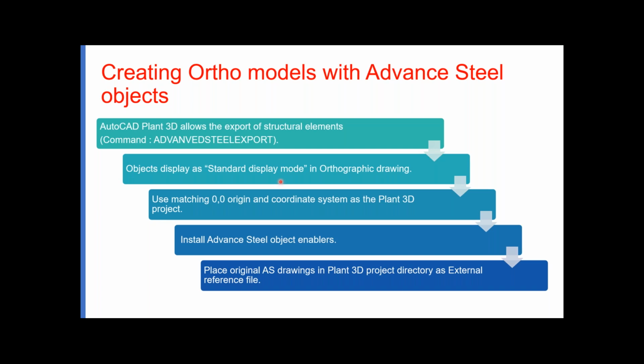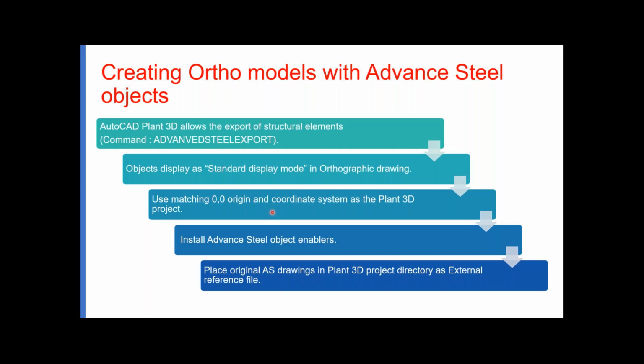But in Plan 3D, when you bring an Advanced Steel model and generate an orthographic drawing, it is going to display in a standard display mode in your orthographic drawings. So you're going to see some difference in your graphics. This is kind of expected because Plan 3D only allows orthographic to show that in a standard display mode. And again, we talked about this in the previous slides. Same goes for Advanced Steel objects as well.